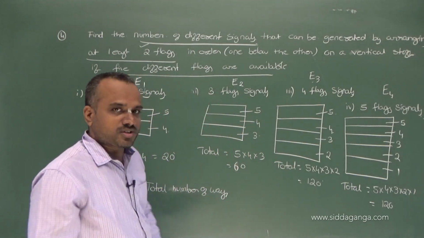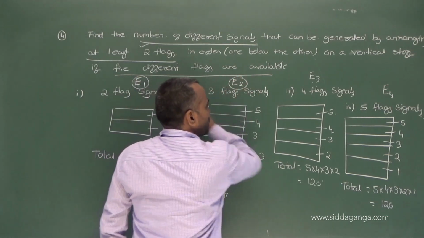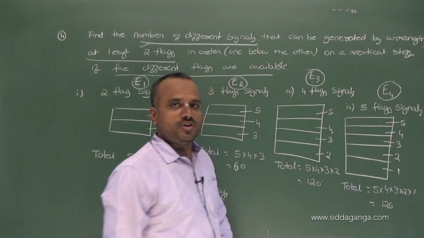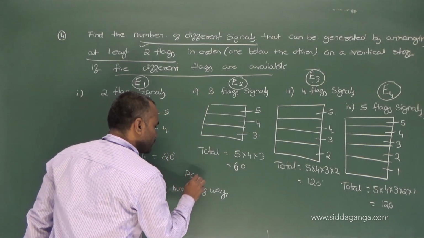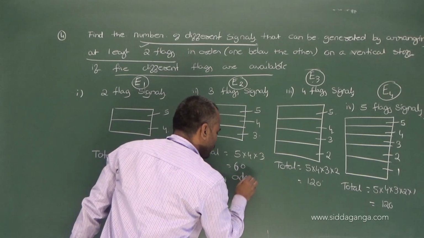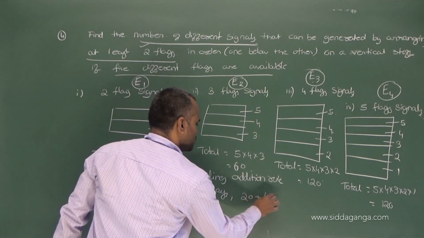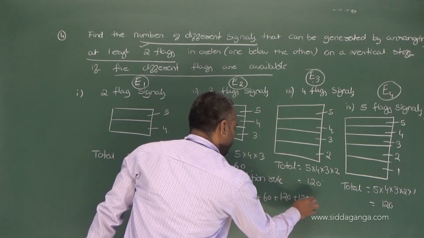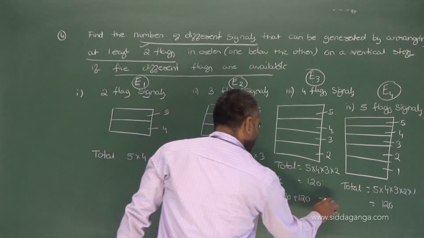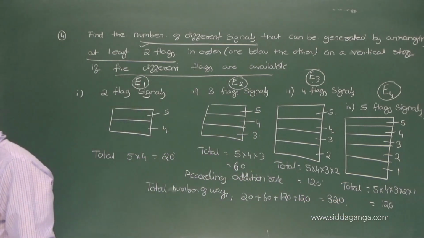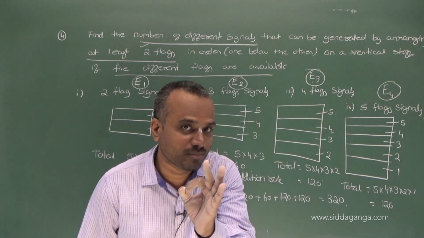So total number of ways by applying addition rule, not multiplication rule, because all the events E1, E2, E3 and E4 are independent events. According to the addition rule, total number of ways 20 plus 60 plus 120 plus 120, and the total number of ways is how much? 320 ways. This is a very important problem for 3 marks.